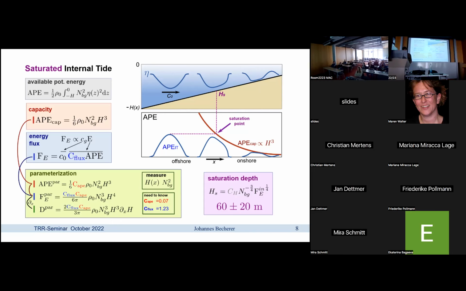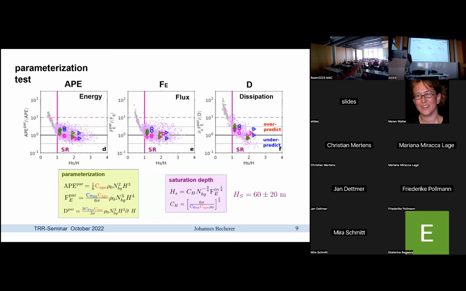Okay, let's look if this parameterization is any good. Let's test it against our data set. That's what I do here. So I'm testing for energy, energy flux, and dissipation, and I'm comparing our parameterization versus the actual measurements. This is the ratio. So if this thing is one, they agree perfectly. If it's bigger than one, we over-predict with our parameterization. If it's smaller than one, we under-predict.